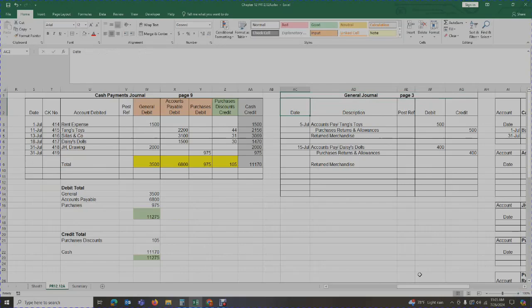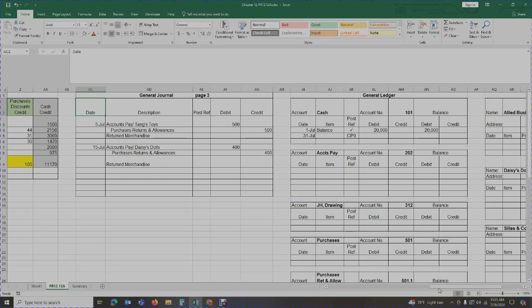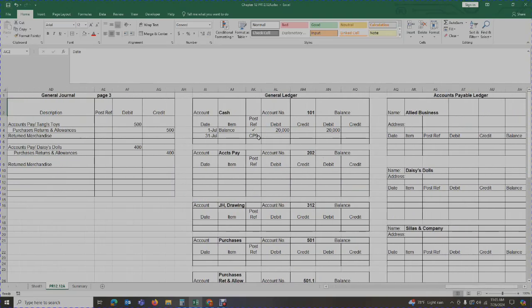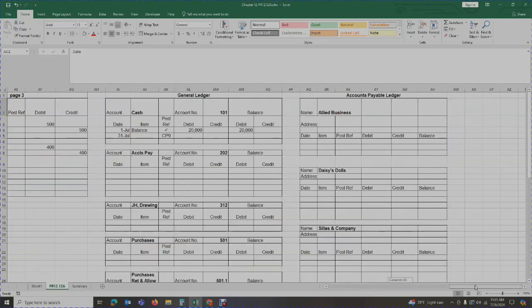Good thing I caught it because we're going to be needing those numbers as we transfer the information over to our ledgers. So where did I get that information? From my cash payment journal 9. How much is the entry for? And we're picking up the total. And if you look at your cash payment journal, it's a credit. Cash gets credited for $11,170. So it'll be a credit of $11,170. This is the money that we spent.